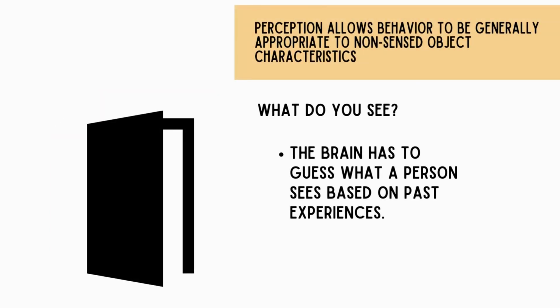Perception allows behavior to be generally appropriate to non-sensed object characteristics. For example, we respond to certain objects as though they are doors, even though we can only see a long narrow rectangle as the door is ajar. What we have seen so far would seem to confirm that indeed we do interpret the information that we receive. In other words, perception is a top-down process.